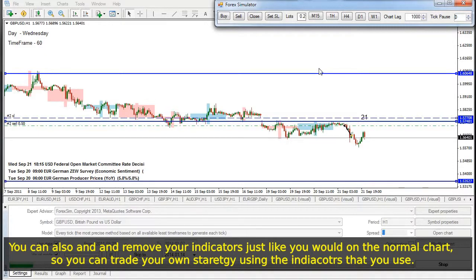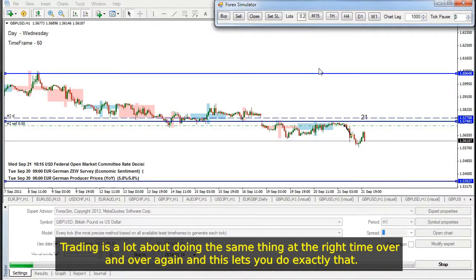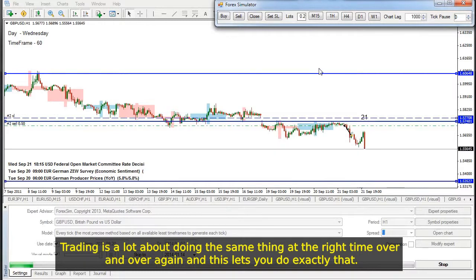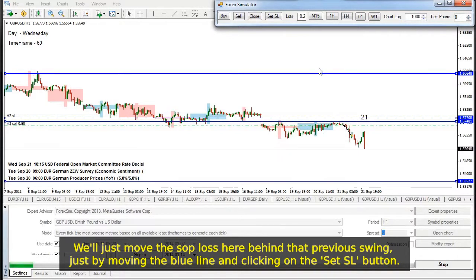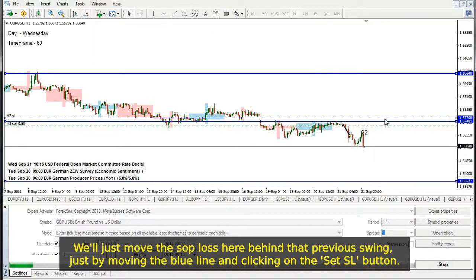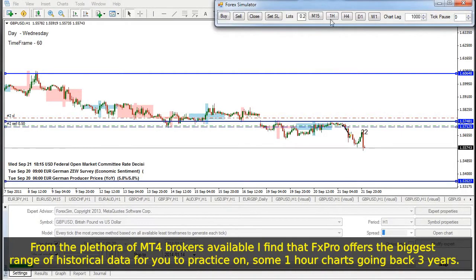You can also add and remove your own indicators, just like you would on the normal chart, so you can trade your own strategy using the indicators that you use. Trading is a lot about doing the same thing at the right time over and over again, and this lets you do exactly that. We'll just move the stop loss here behind that previous swing, just by moving the blue line and clicking on the Set SL button.